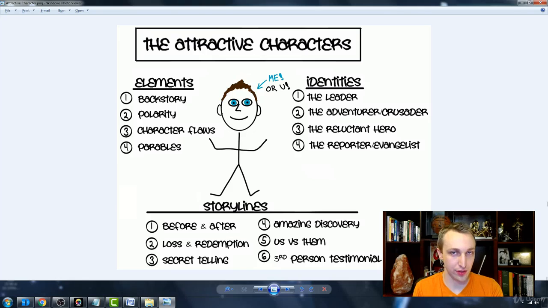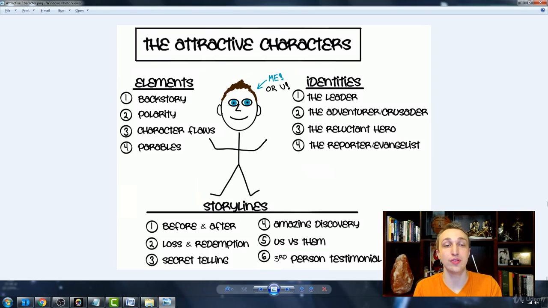So there's basically 4 elements that you want to stick to, and you're going to choose one of the 4 identities, and then you're going to stick to one of the 6 storylines. You can eventually use them all in your emails and through your natural course, but you're going to start with one, and that's the one that you're going to introduce to people almost all the time, right? That's the one that people know you for. And then there's other things.